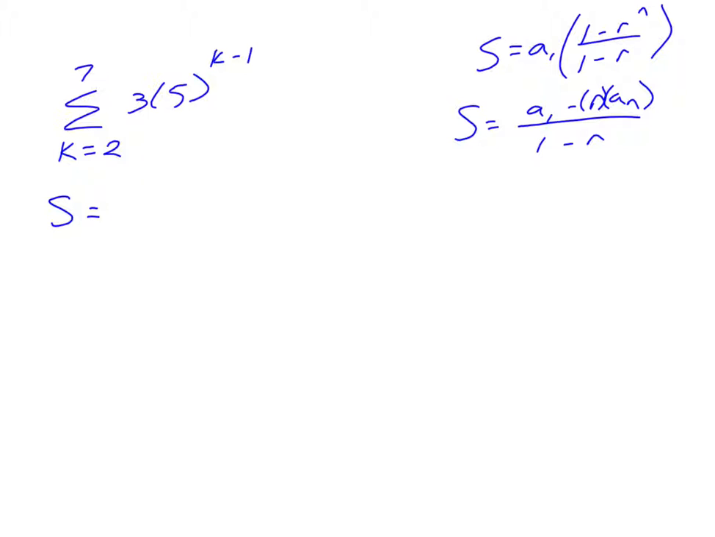Very good. I plug 2 in for k. When I plug 2 in for k, that makes my exponent 1. 5 to the first power is 5, and 5 times 3 gives me 15. So I know a sub 1 is 15.